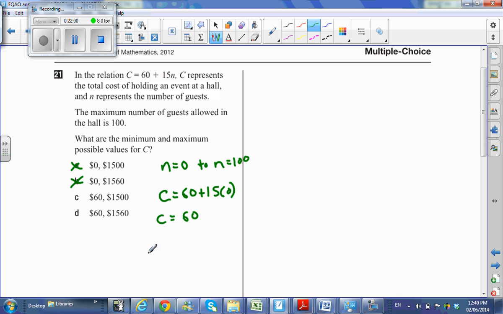And let's see what the max is. So what, 100? So I'm going to get 60 plus 1,500. So 1,560. So there it would be here. Okay.